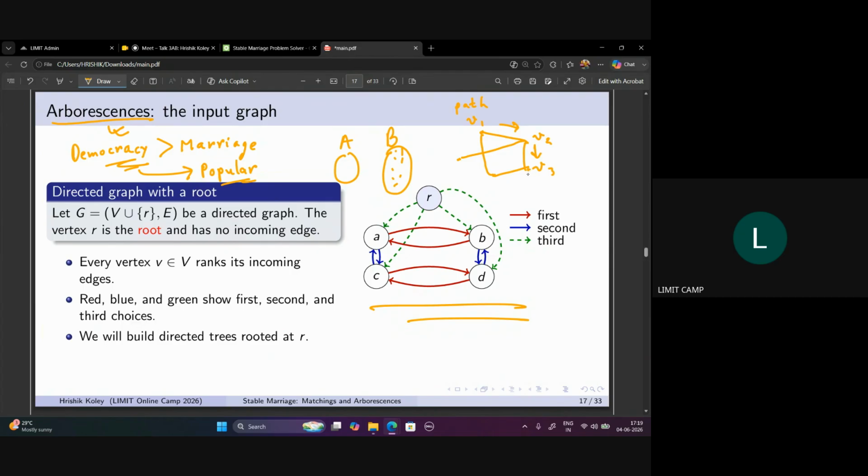And for going from V3 to V2, you can again traverse back this exact path. So in an undirected graph, the distance between V1 and V3 has to be equal to the distance between V3 and V1, the distance being the number of edges covered in between.